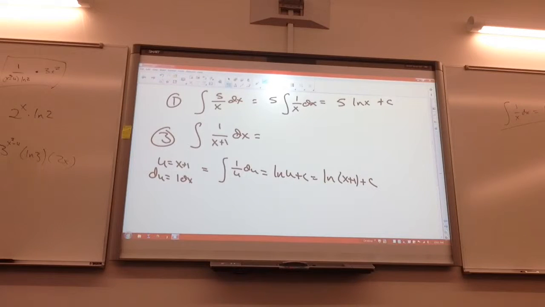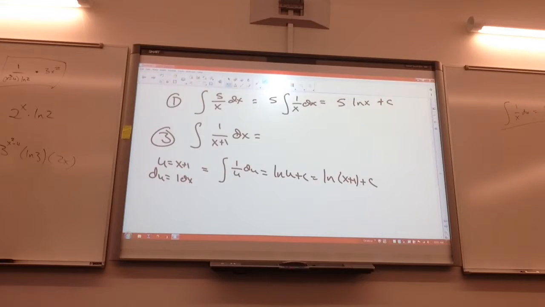Why wouldn't we just set x plus 1 equal to f of x? Well, that's what you're doing. You're doing a u substitution. It's just we don't use f of x, we use u. But if you want to do them that way, do them that way. That's absolutely fine.